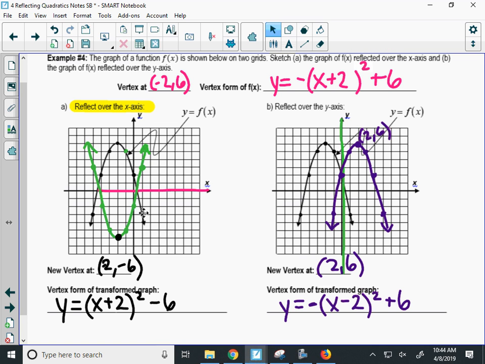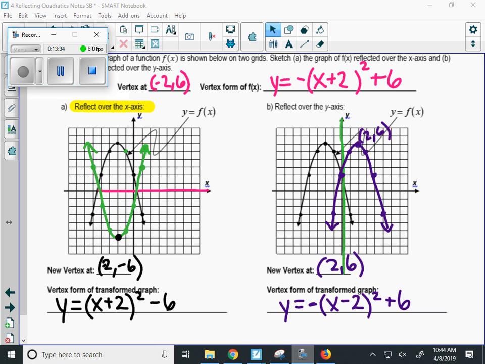All right, there is some practice. This is no calculator allowed. Go ahead and try the practice. If you need help, ask your teacher or check the key posted on campus.